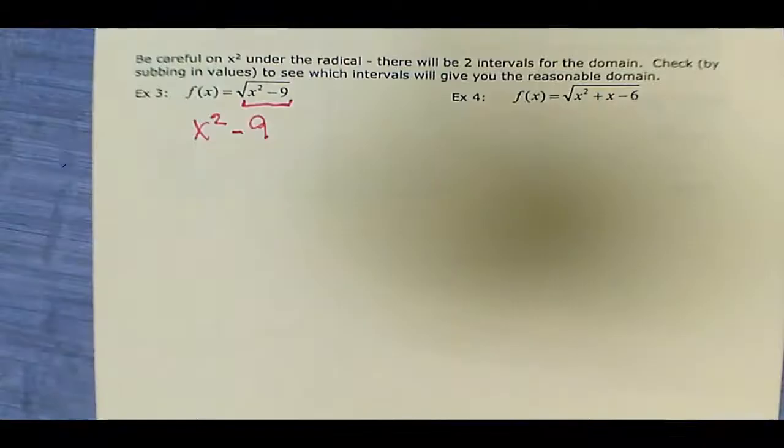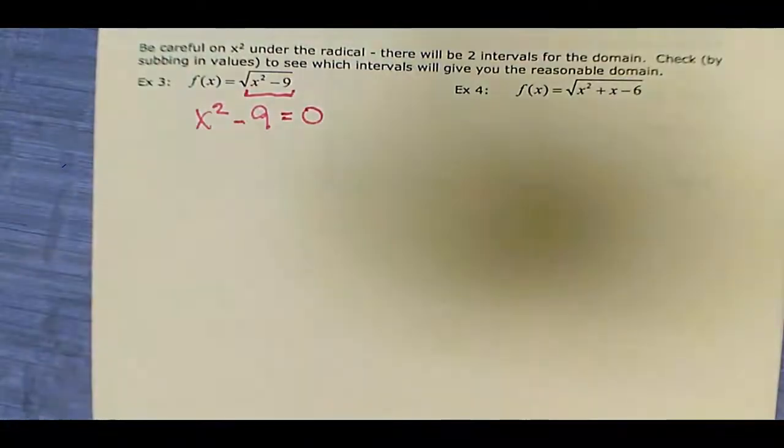Because we don't know exactly where our intervals are going to be, I'm going to go ahead and set this equal to 0, and I'm going to solve for x, and those x values are going to be kind of like my boundaries, my reference points for my domain. So this is x squared minus 9. I could do this two ways. I could either factor this difference of perfect squares, or I could move the 9 to the right side and square root both sides to get an answer. So I'm going to go ahead and move the 9.